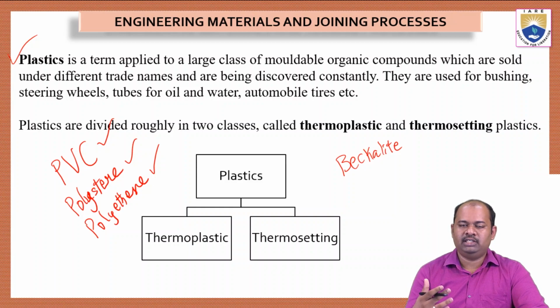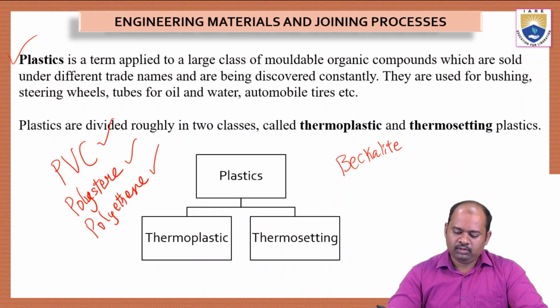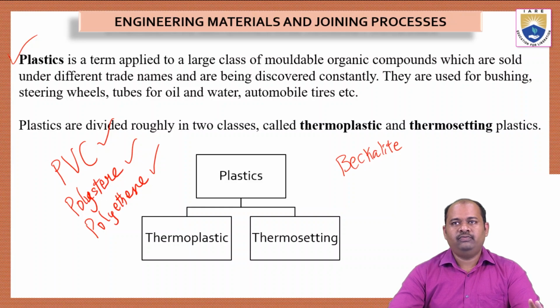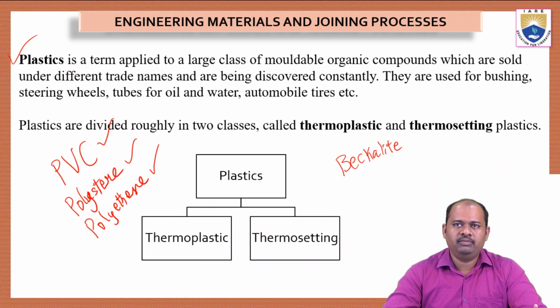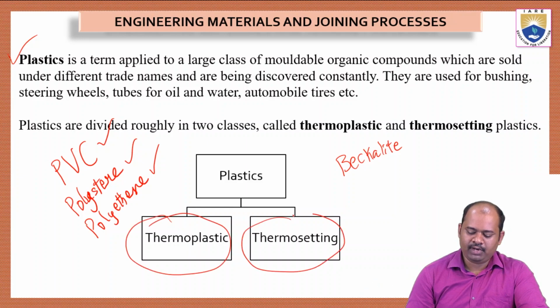We'll study what ductility is and how ductility is the key property of iron when compared to other metals and materials. Now, plastics are mostly used in engineering for bushings, steering wheels, tubes for oils and water, automobile tires, etc. Most of these are made up of plastics. When we divide the major classification of plastic, they are divided into two types: thermoplastics and thermosetting plastics.